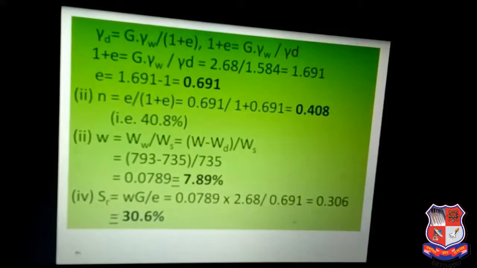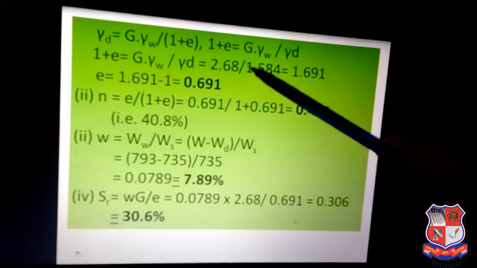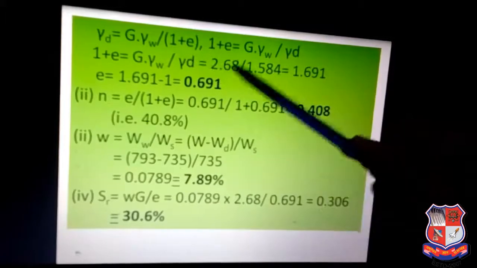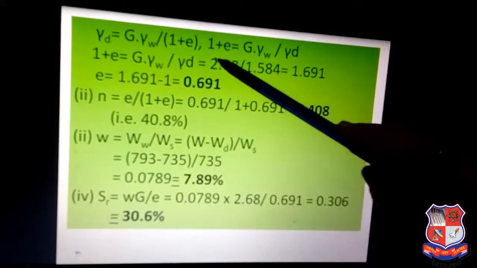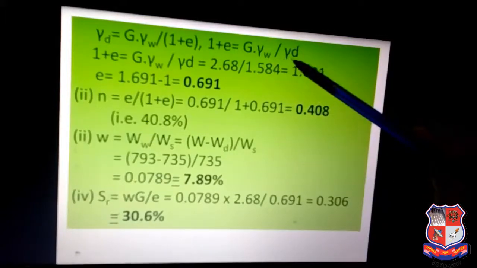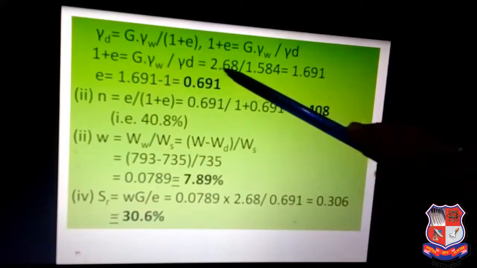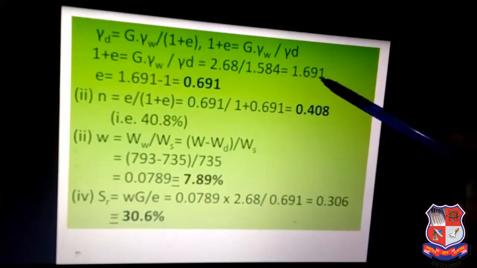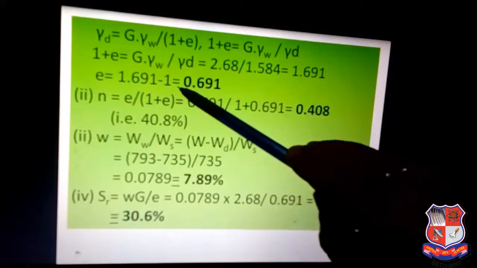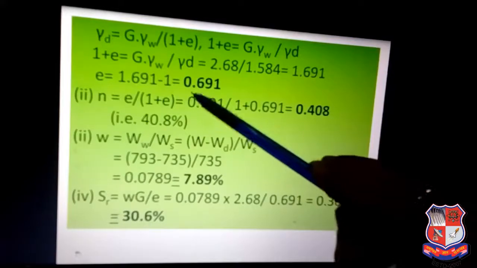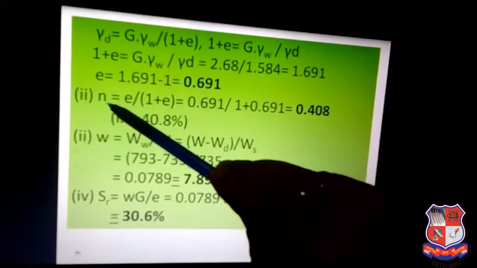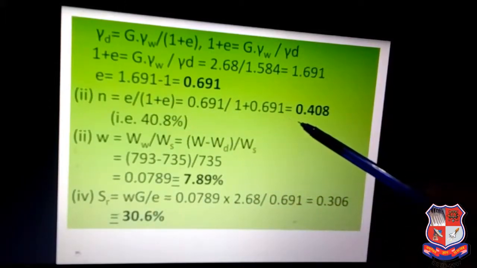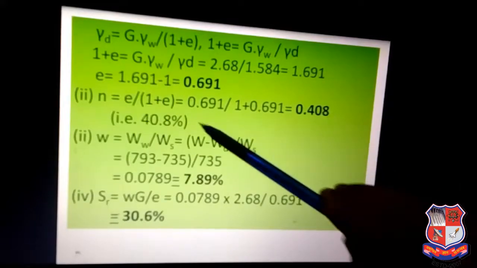By using this value, you can find one more relation, gamma D equal to G gamma W by 1 plus E, and from this relation we can find the void ratio. So 1 plus E equal to G gamma W by gamma D, and putting all the values, G 2.68 divided by 1.584 equal to 1.691, and from there we get void ratio E equal to 0.691. Now using the relationship between void ratio and porosity, porosity equal to E divided by 1 plus E. So putting the value of void ratio here, we get porosity 0.408, that is 40.8%.